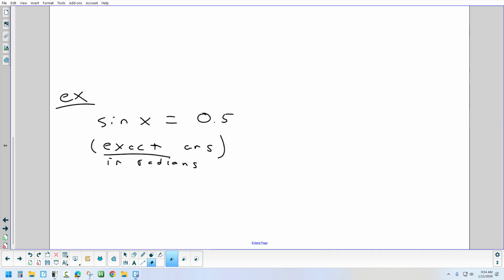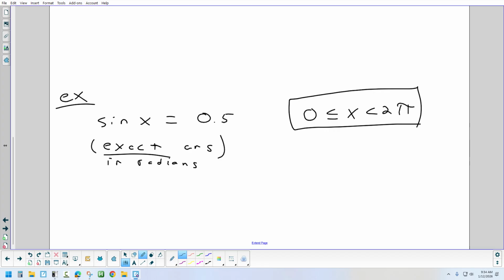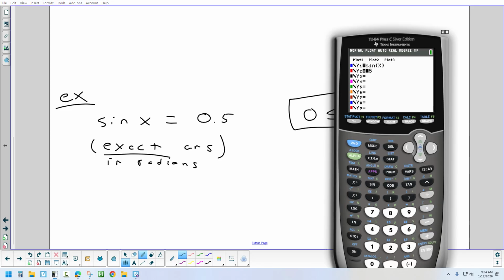Okay, and I'm going to use the same. So let's go from 0 to 2 pi. So same window, so we don't have to adjust that. And now I've got everything typed in. My window, actually I do need to change it back to radians. Now I'm ready to graph it. Okay, and Gregory, what would I do next?